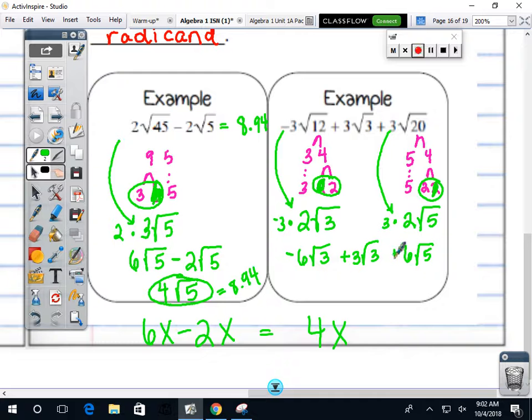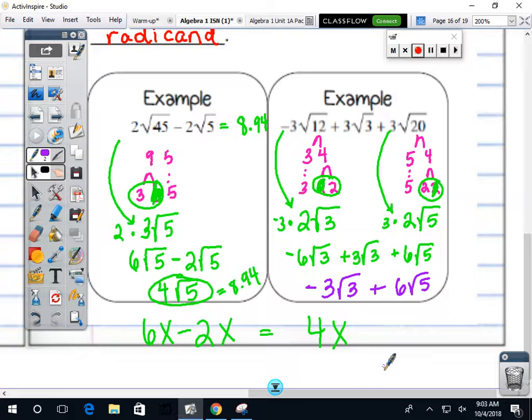Okay, so now when we go to actually try to combine them, we can only combine 2 of them because these 2 match. They're both square roots of 3. So you would do negative 6 plus 3, and that's negative 3 square roots of 3. But then this one is not a like term. It would just be kind of like if this were negative 6x plus 3x plus 6y, you wouldn't be able to do anything with this one. It would just stay like that.